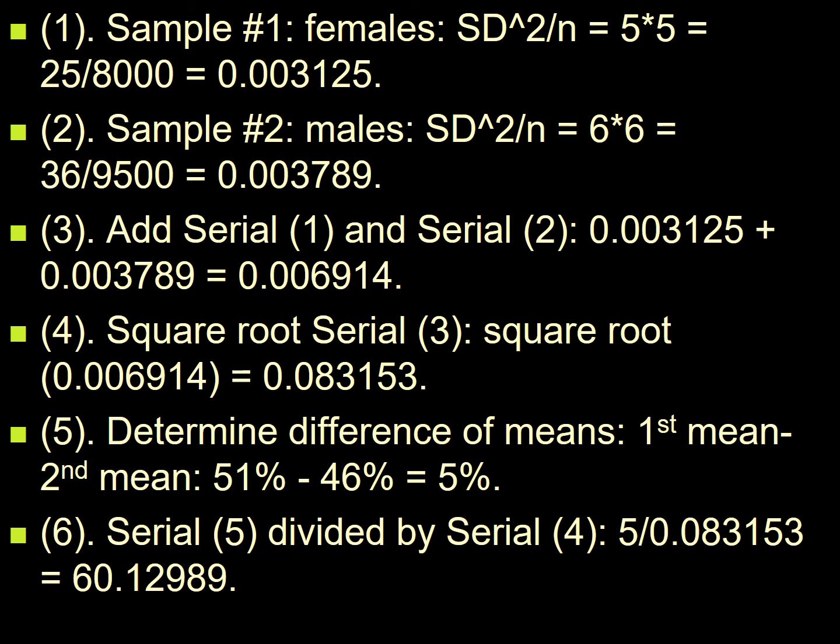0.083153. We then determine in step 5 the difference of means. So it's going to be the first mean minus the second mean. So that's going to be 51% minus 46% equals 5%. In step 6, serial 5 is divided by serial 4. So that's going to be 5 divided by 0.083153, and that's going to equal 60.